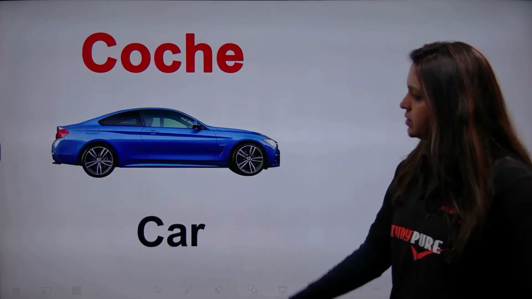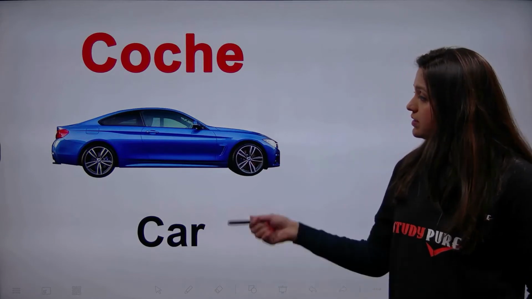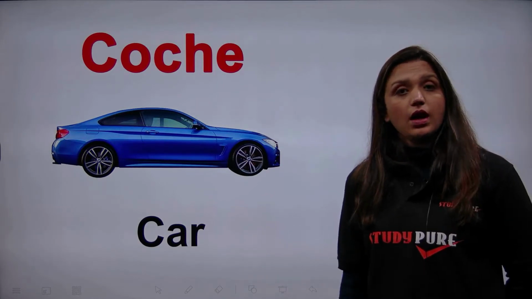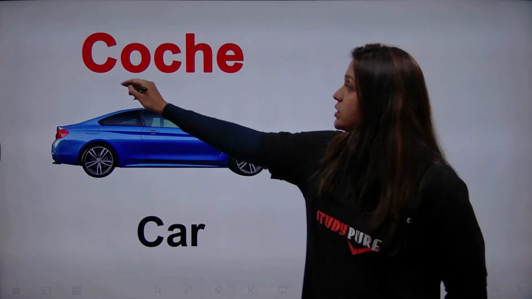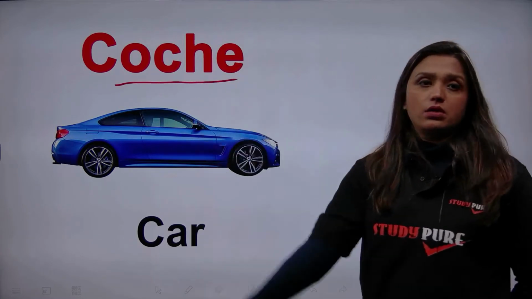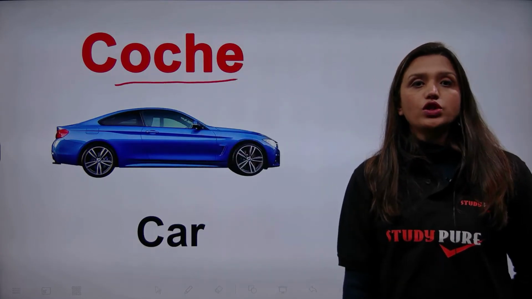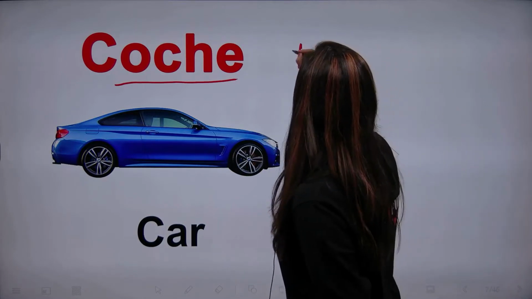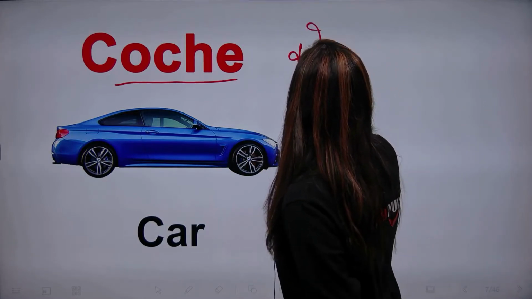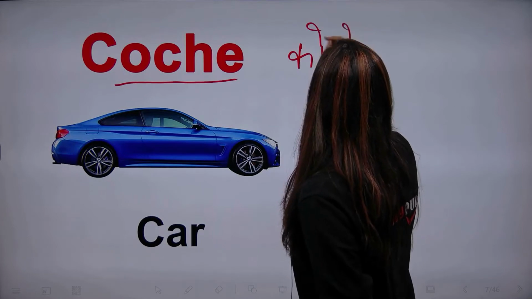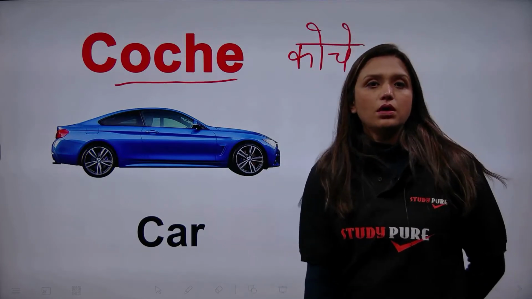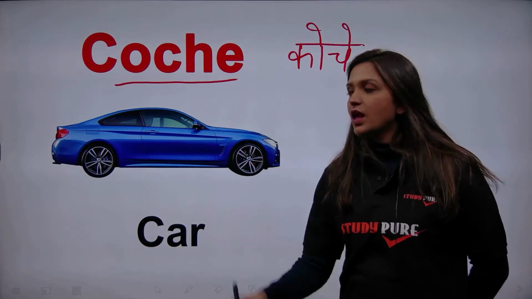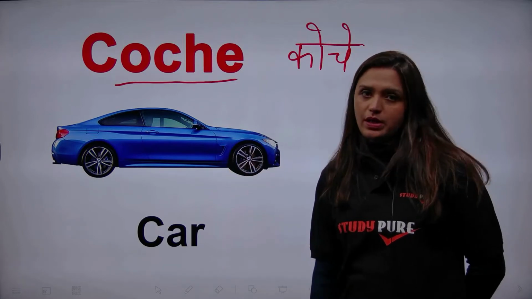What do we have next? We have a fancy blue car. And how do you say a car in Spanish? Car is called a coche. It's a coche. Coche. That's a car in Spanish.